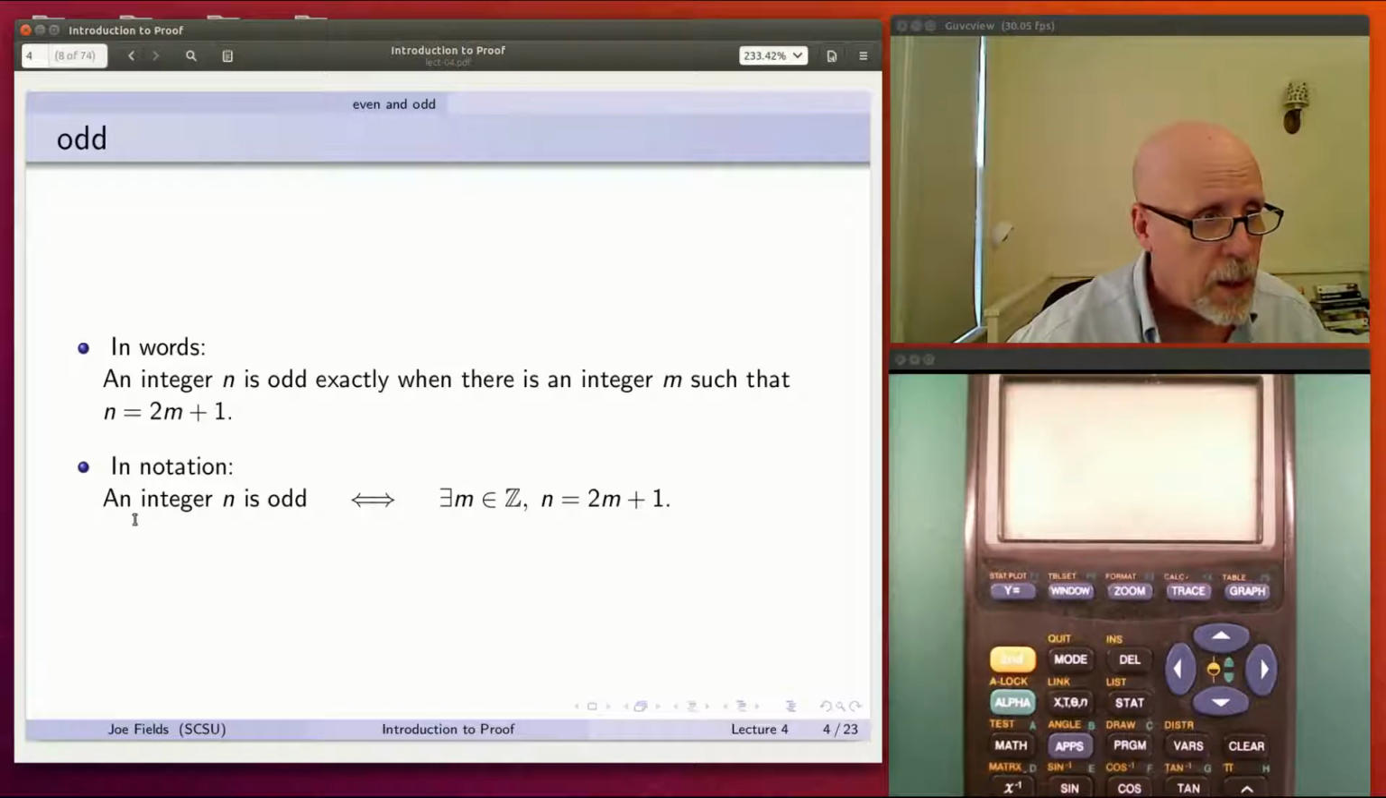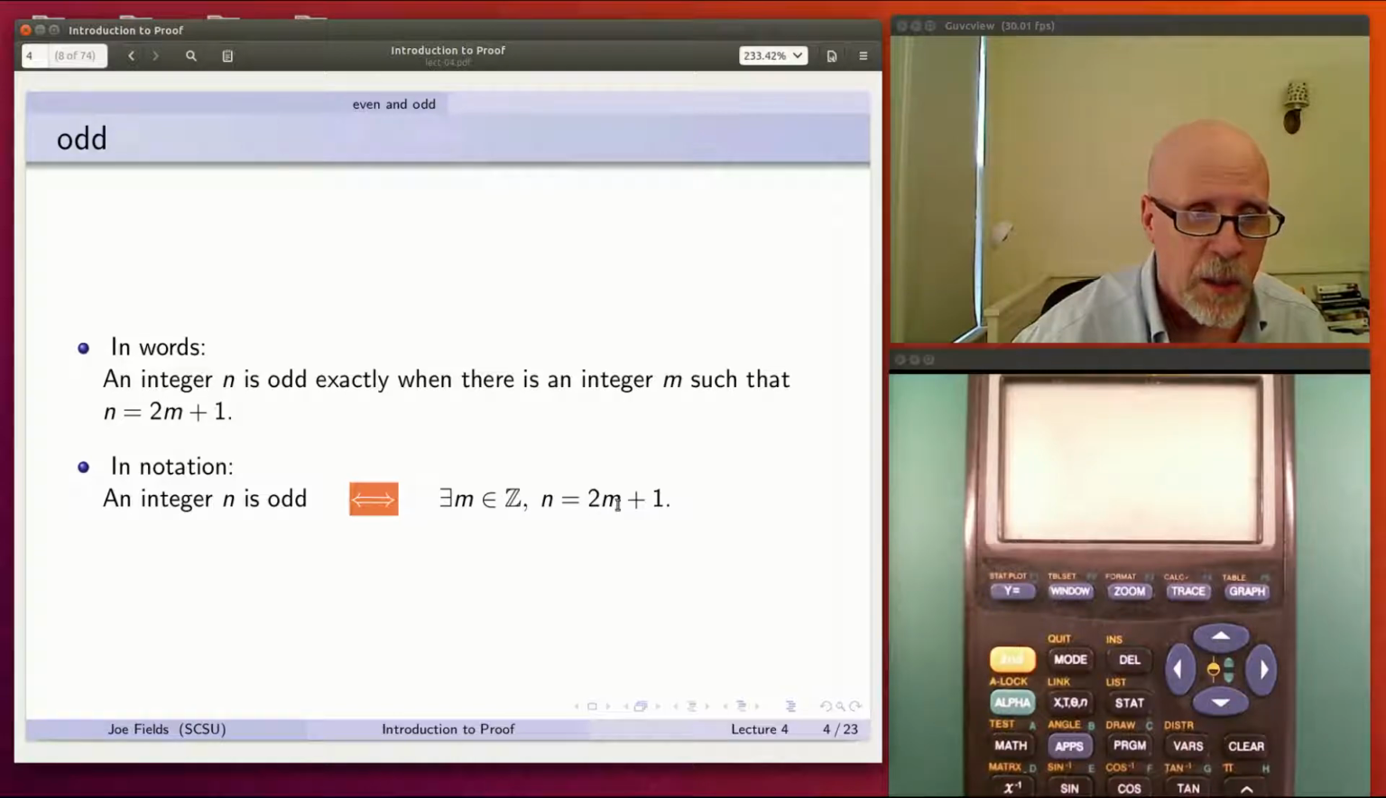We're defining the concept of oddness, so the if and only if, I just used the phrase I didn't mean to use. Well, you're going to find out soon enough this double-headed arrow is also known as a biconditional, and people pronounce it if and only if. It means the same thing as exactly when. Two things are true at the same time. Anyway, there exists an m in Z such that n is equal to 2m plus 1.